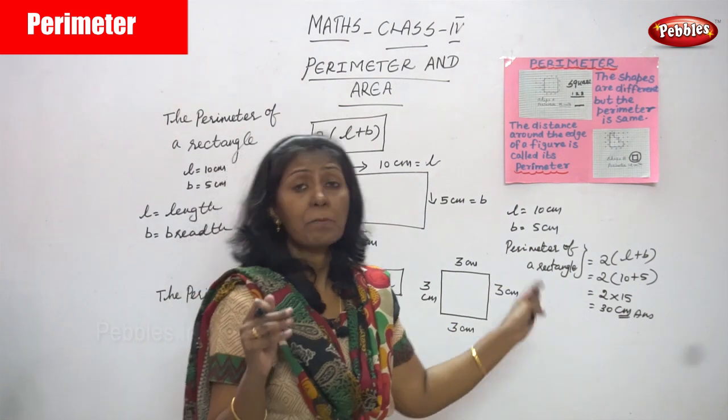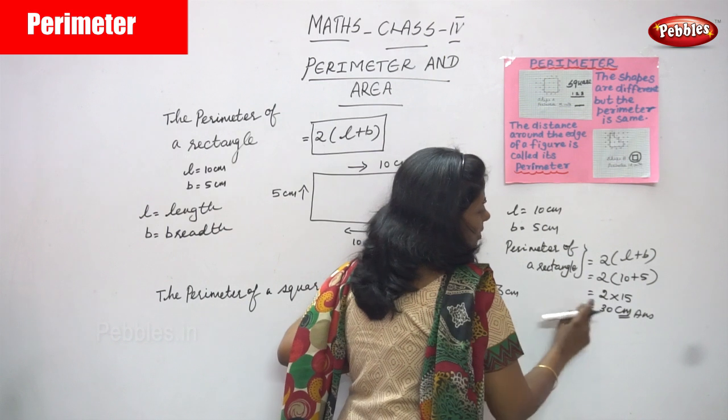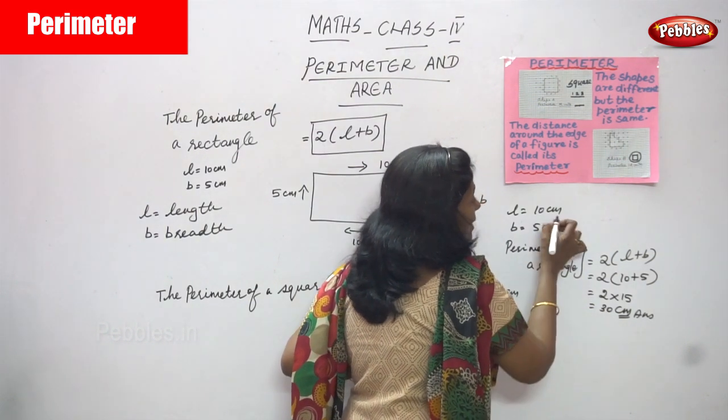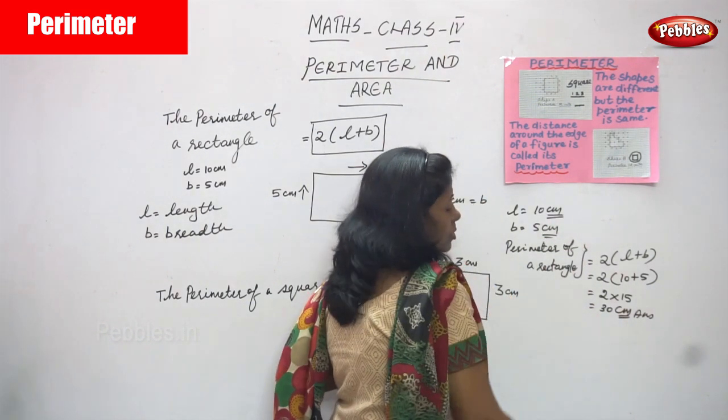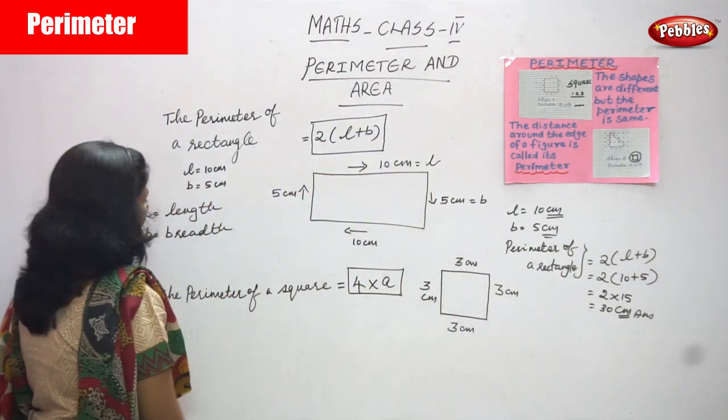But now we are going to see perimeter. So the perimeter of the rectangle is equal to, what is the answer? 30 centimeters, because the unit is given in centimeter. So I end with centimeter, and this is the exact unit. So 30 centimeters is the right answer for the question.